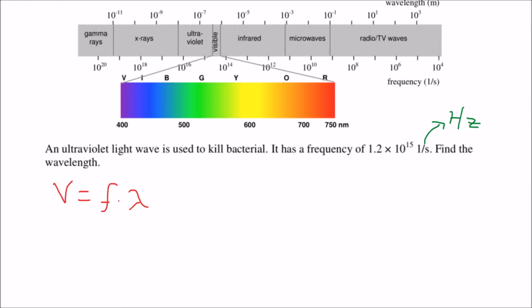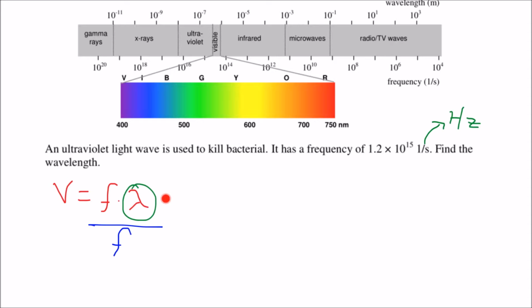Okay, so let's do a little quick algebra review. You're going to circle the thing that you want, and then you leave it alone. Don't mess with it anymore. But you're going to look and see what's happening to it. And right now, it is being multiplied by frequency. So how do you undo multiplication? Division. So we're going to divide it by frequency.